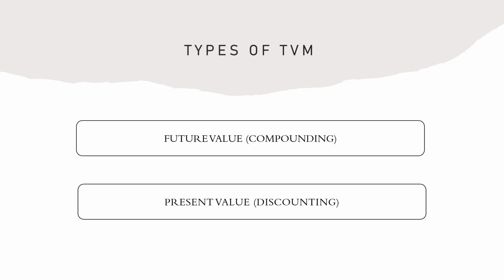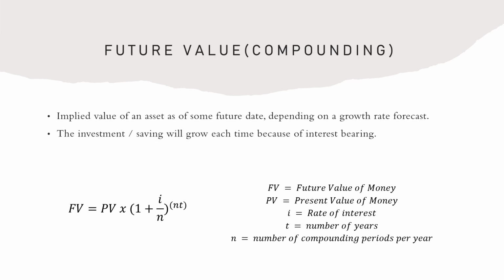We have two types of TVM, that is future value compounding and present value discounting. Future value compounding implies the value of an asset as of some future date, depending on growth rate forecast. The investment or saving will grow each time because of interest paid. The formula for future value compounding is FV equals PV times (1 plus I over N) to the power of N times T.